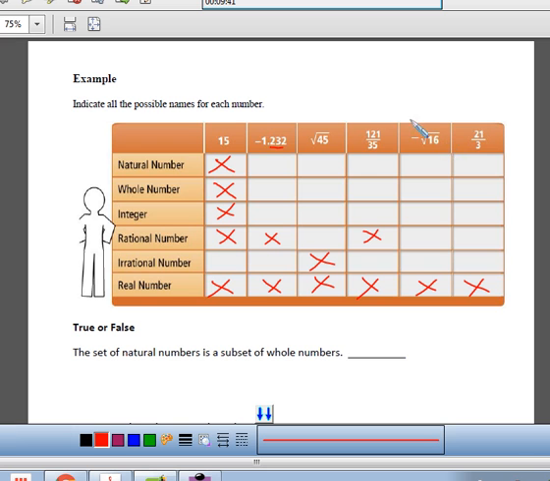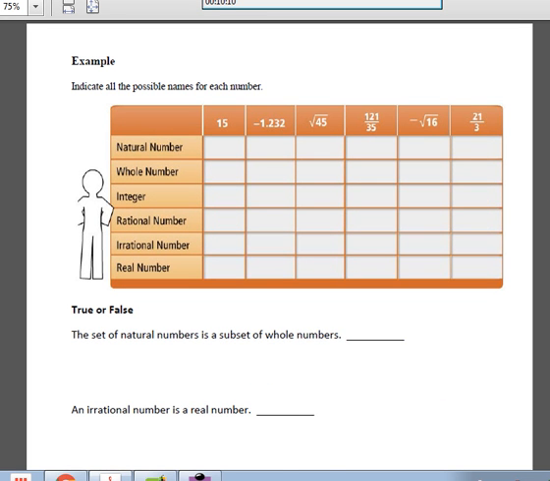Now, square root of 16 is 4. So then the negative sign goes with that, so we have -4. Not a natural number, not a whole number, but it is an integer, and it is rational. And then 21 over 3, that equals 7. And that fits all of these: natural, whole number, integer, and rational. All right? Pretty easy thing to fill out and understand.